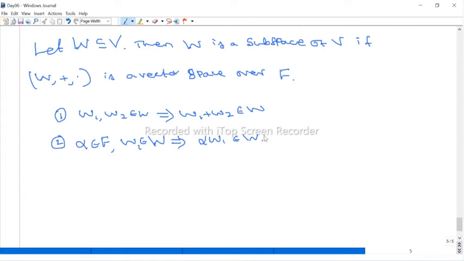And then 0 should be there. That is very important. Anyway, it is clear from the first condition: if you take W2 equal to minus W1, you will get 0 there. Therefore, 0 should be in any subspace. If a subset satisfies these two conditions, we say W is a subspace of the vector space V. Okay, any doubts so far?